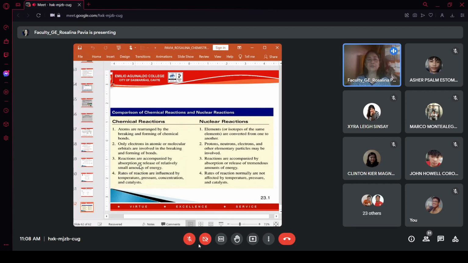Reactions under chemical reactions are accompanied by absorption or release of relatively small amounts of energy. Sa nuclear, reactions are accompanied by absorption or release of tremendous amounts of energy. And lastly, rates of reaction in chemical reactions are influenced by temperature, pressure, concentration, and catalyst. The rates of nuclear reactions normally are not affected by temperature, pressure, and catalyst. So these are the differences between chemical reactions and nuclear reactions.